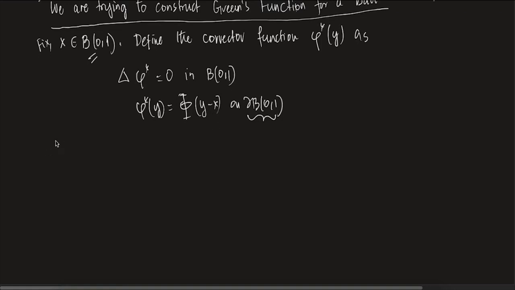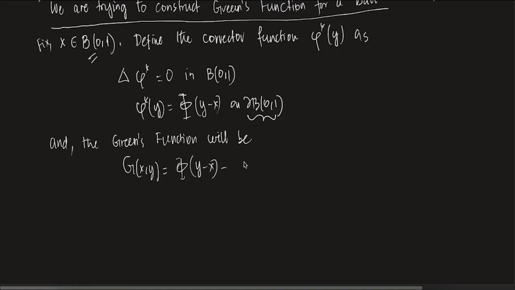Once you get this corrector function, what is the Green's function? It will be G(x,y), the fundamental solution at y minus x, minus φ^x(y), right? So that's your Green's function.